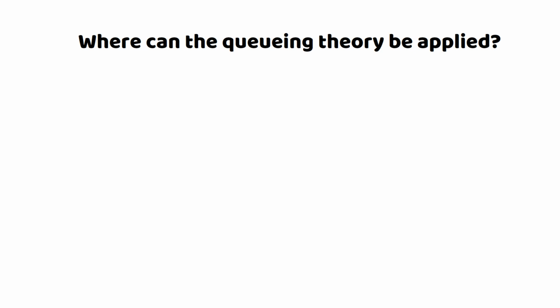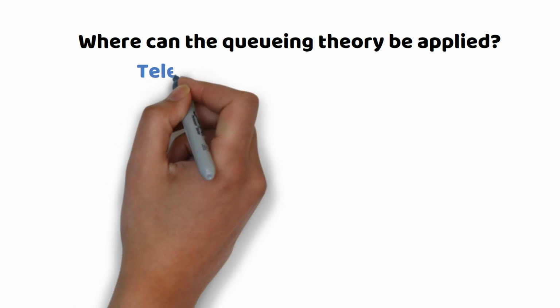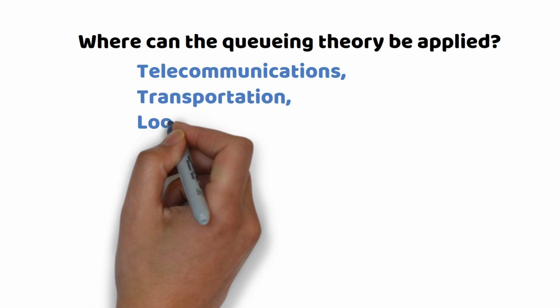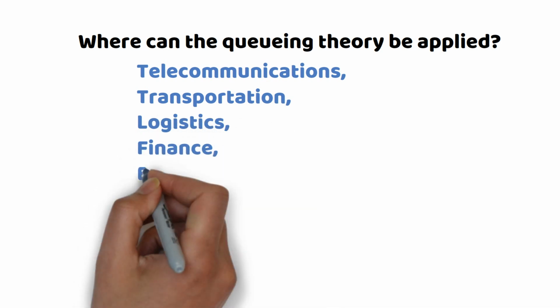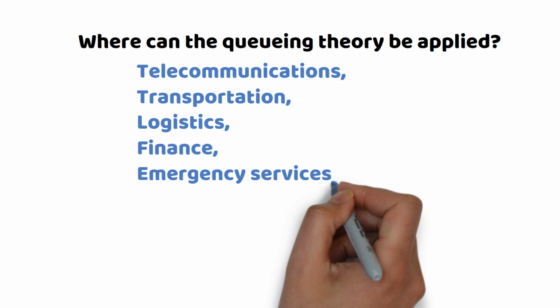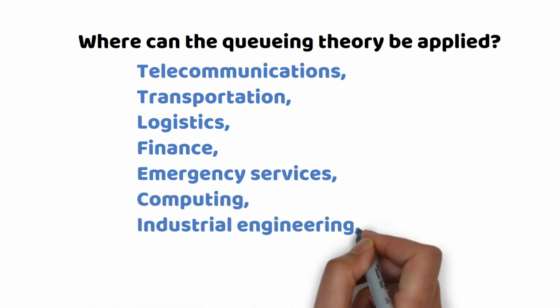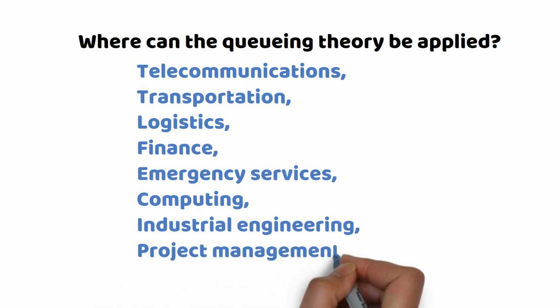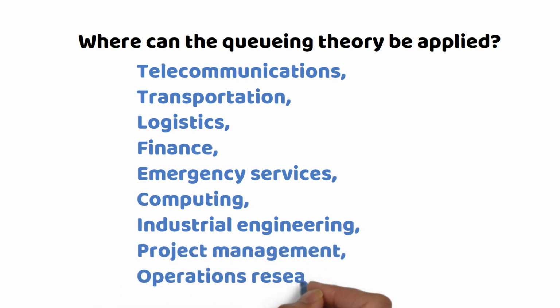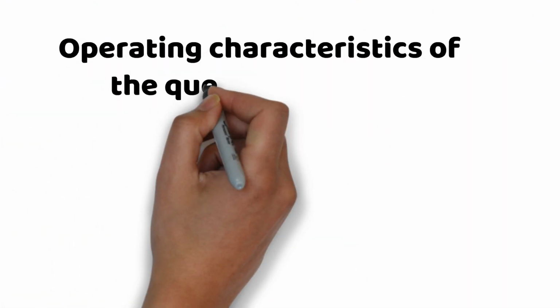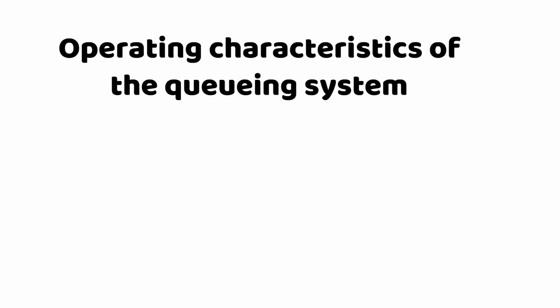Queuing theory can be applied in any field or discipline, including telecommunications, transportation, logistics, finance, emergency services, computing, industrial engineering, project management, and operations research. Now let us discuss the operating characteristics of the queuing system. There are 5 operating characteristics of the queuing system.